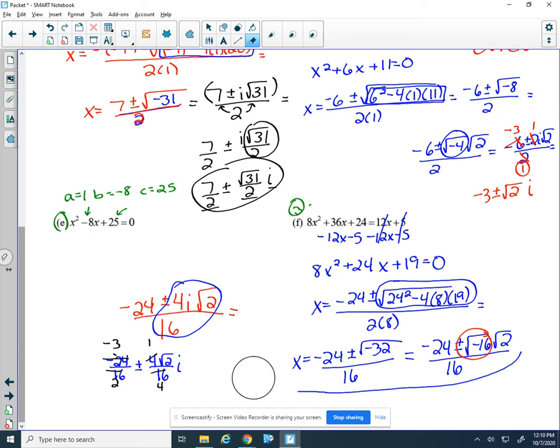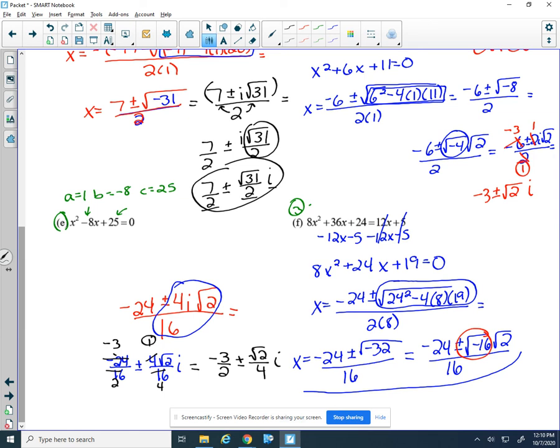So looking at this as a final answer, this is going to give me negative 3/2 plus or minus radical 2/4 i, because I just had a 1 up here. Okay, so that's your final answer on that one.